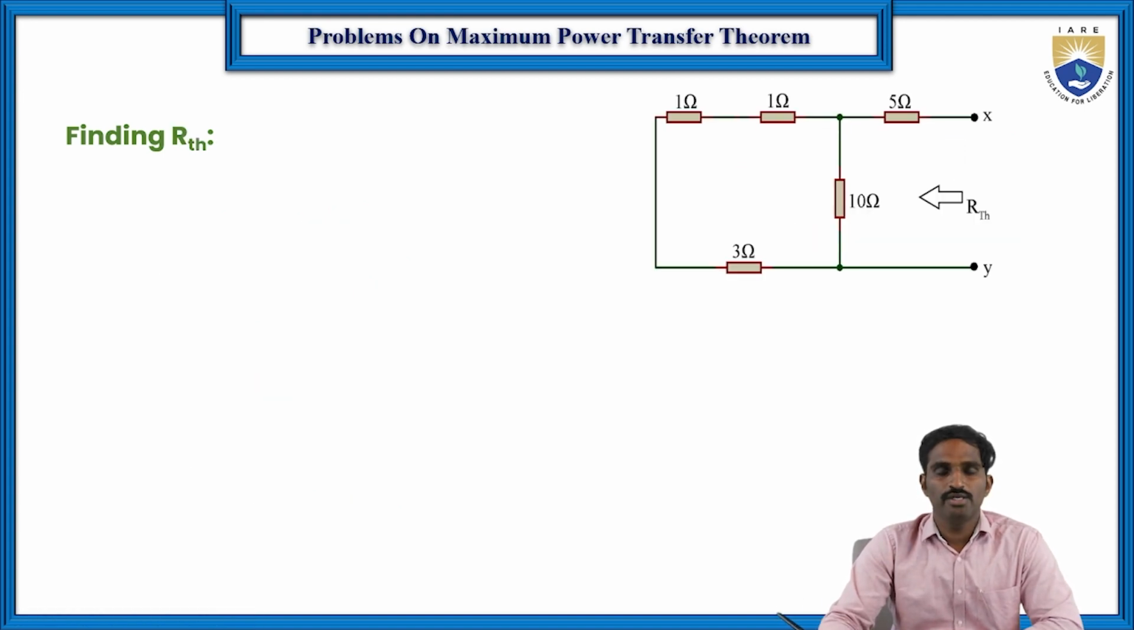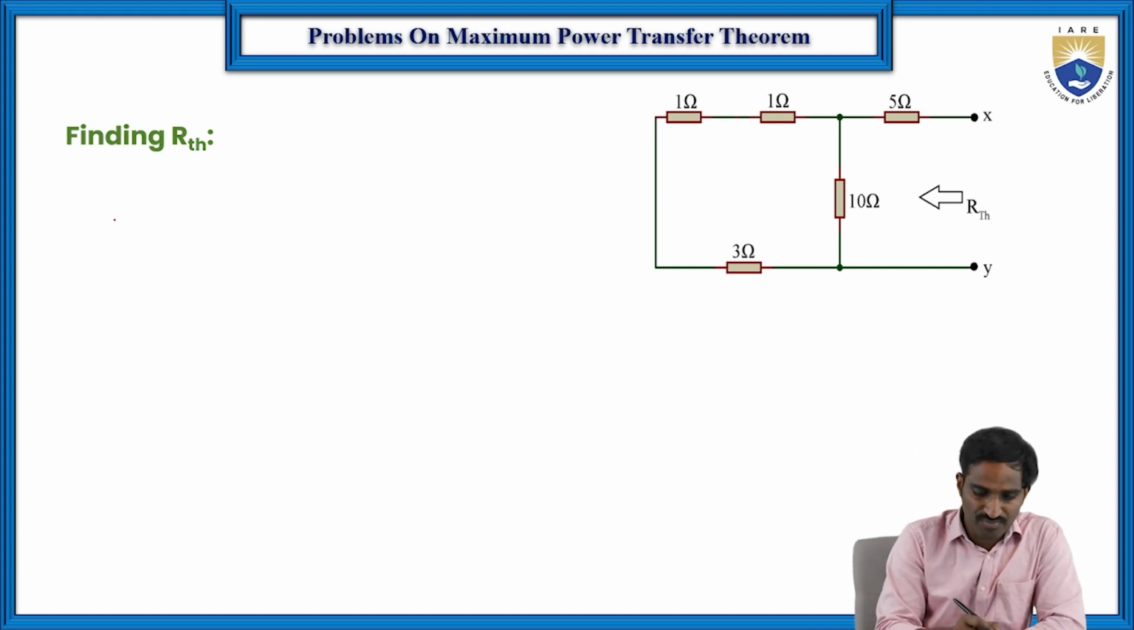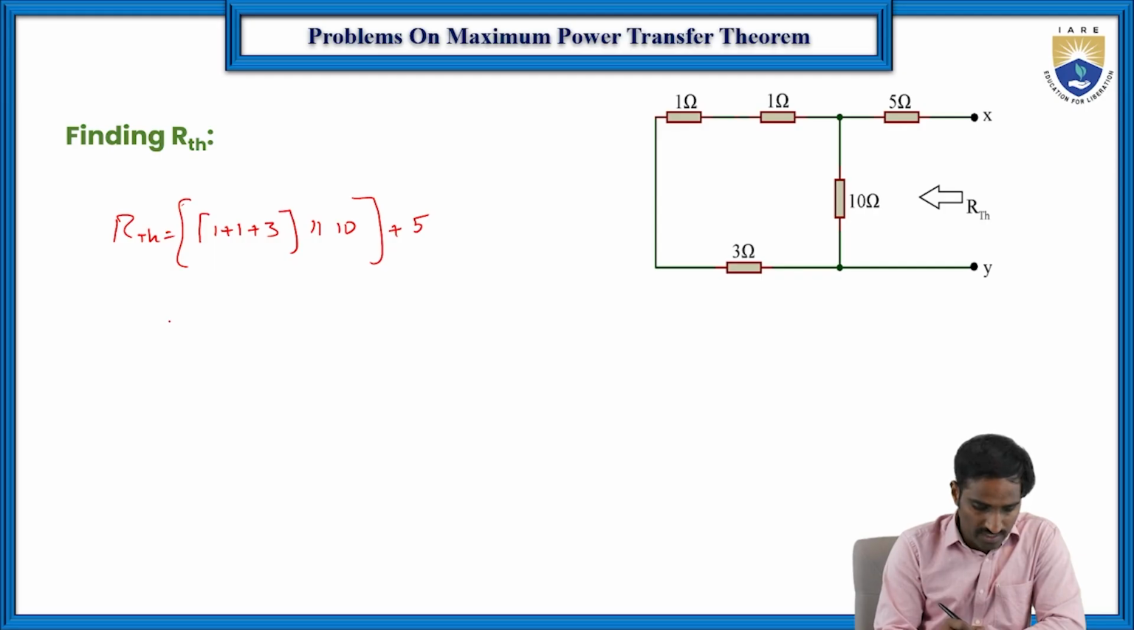Then now we need to find the R Thevenin's value. So for that R Thevenin's, we need to just replace the voltage source as a short circuit, because here we are having only one voltage source. So the R Thevenin's is equal to: here these 1 plus 1 plus 3 are in series, and this combination is in parallel with this 10 ohms, and this total combination is in series with this 5 ohms, right? So that here the value of the R Thevenin's that you will get is 8.33 ohms. So this is R Thevenin's.